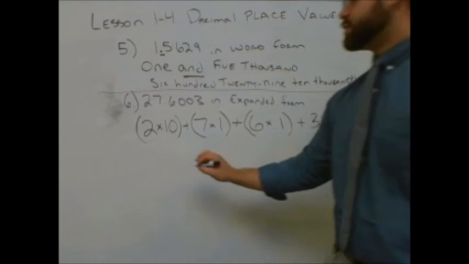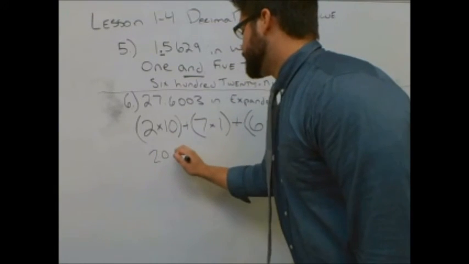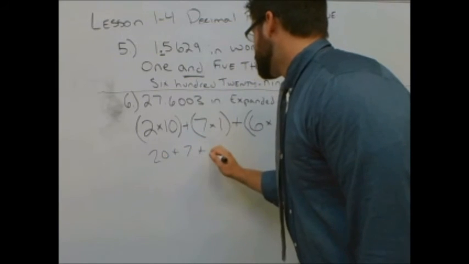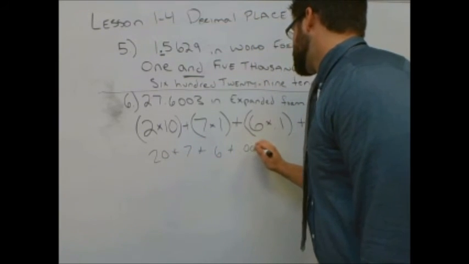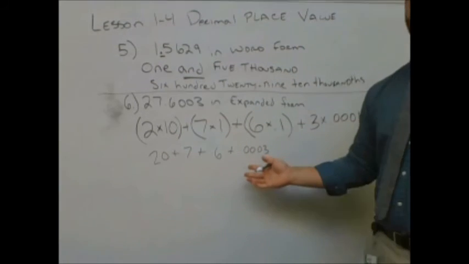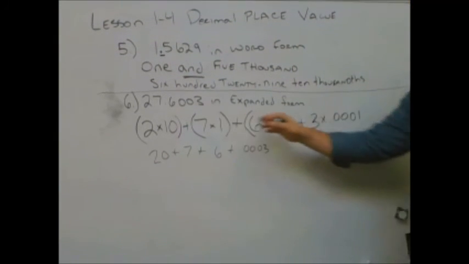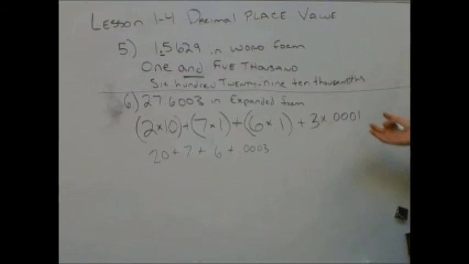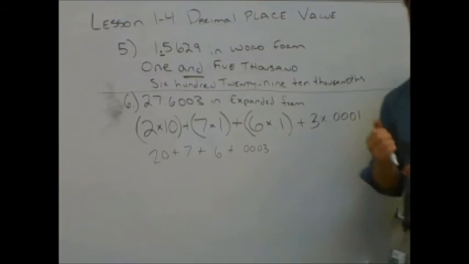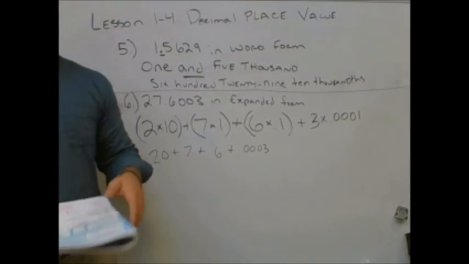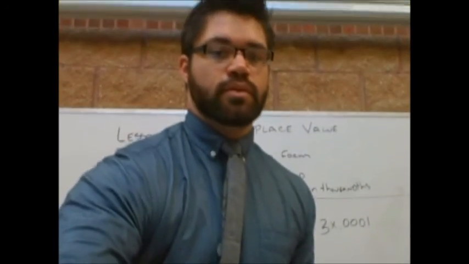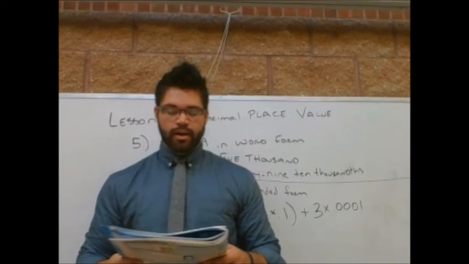The simplified version of this, yes, it would be 20 plus 7 plus 6/10 plus 3/10,000. That's the simpler version, but I want you to show me your place values and understand that that's what we're doing. Okay, so go ahead, copy those down if you didn't get a chance to. And I'm going to ask you just a few questions here. I'm going to get you back up here.